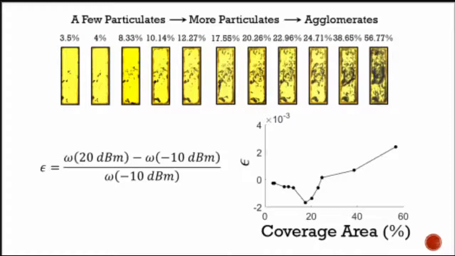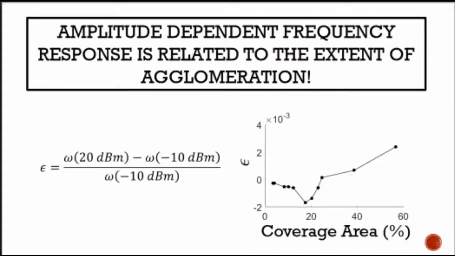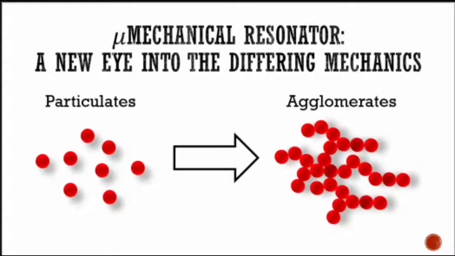And at a particular amount of coverage percentage, where we notice that the particulates tend to become films, where the agglomeration starts to happen, we see that suddenly the amplitude to frequency variation, or epsilon in this case, turns positive. So this is a very interesting result and observation because it allows us to understand the dynamics of particulates and agglomerates in the same device just by tuning or driving the resonator at larger vibration amplitudes. That's what we're trying to understand. This is a new eye into understanding the dynamics between the particulates and the agglomerates.